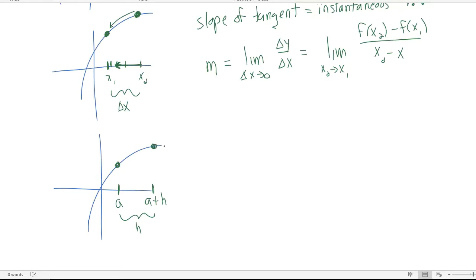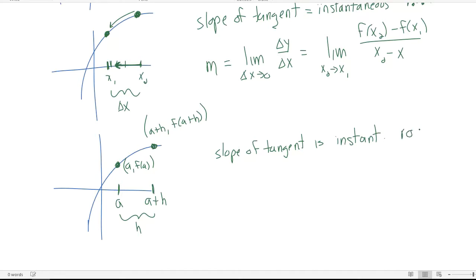So again, this ordered pair here is a plus h, f at a plus h. That's the ordered pair of that point, and then this is a, f at a. So if I take that same concept, the slope of the tangent, again, we're talking instantaneous rate of change. So I'm going to get lazy again: instantaneous rate of change. So that's going to be the limit.